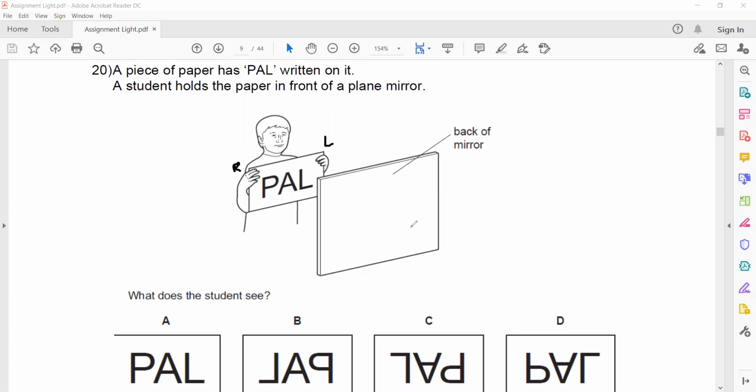Because the image formed by the mirror is laterally inverted, left appears right and right appears left. Laterally inverted means left appears right and right appears left. If it's still confusing, do one thing: write this word PAL on a paper and then look in the mirror. What you will see, that's the answer. So B is the right answer.